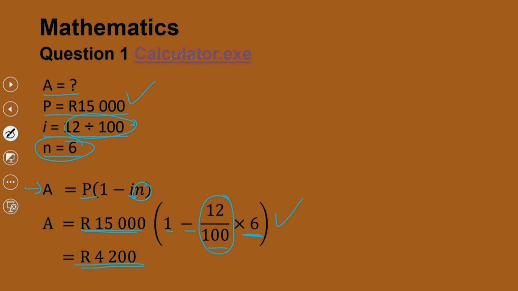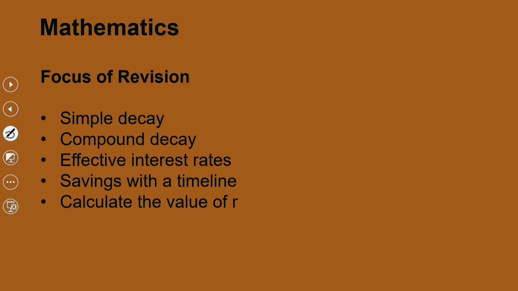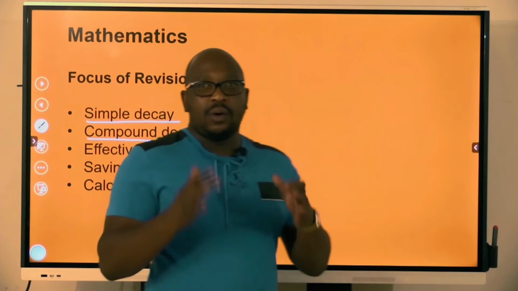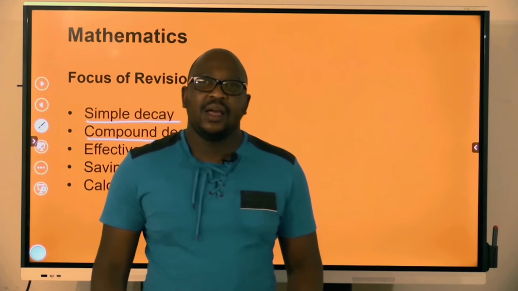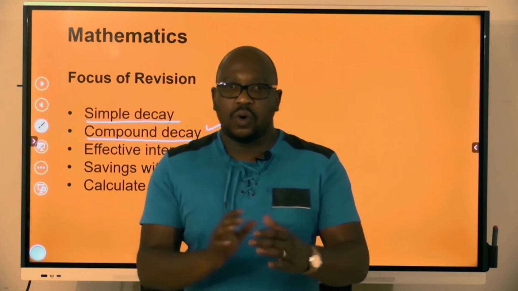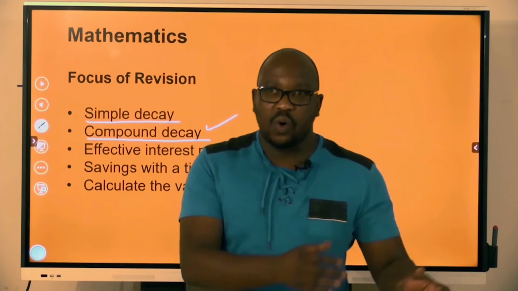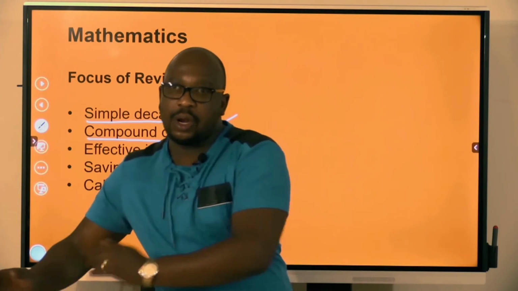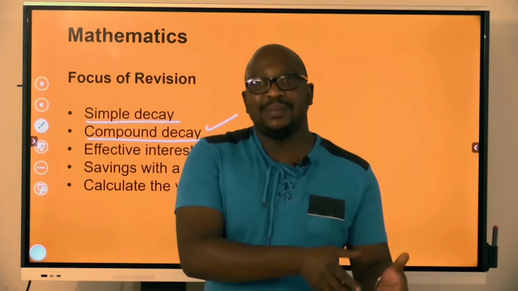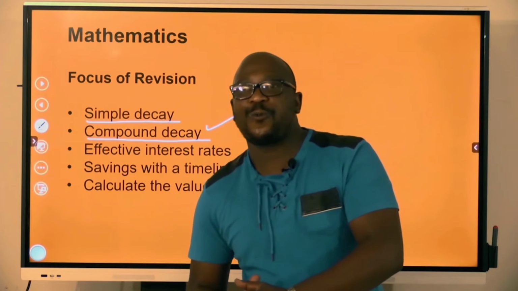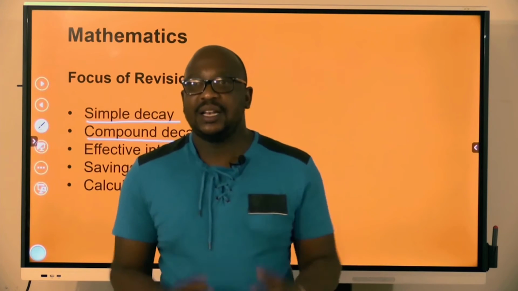4,200. 4,200 is our answer. Great stuff. Now, so far, what have we done? We have done the simple decay, so we are moving on to calculate the compound decay. Now, what is compound decay? Compound decay is also to do with decaying or decreasing depreciation of the value, but at the same time, we are using the compound formula that is decreasing. Let us have a look at this.